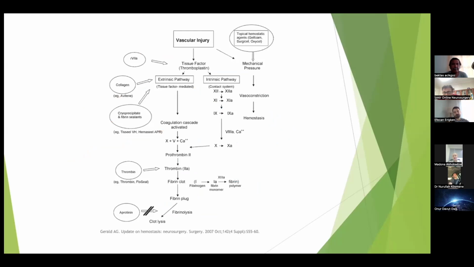Now, coming to the coagulation pathway, I told you I'm not going to mention all the factors, but it is worth noting that the cryoprecipitate, fibrin sealants, collagen, and recombinant factor 7A will be acting on the extrinsic pathway. And the gel form, Surgicel, and all will be mainly applying mechanical pressure, leading to vasoconstriction and hemostasis. Then thrombin directly acts here in the final common pathway.